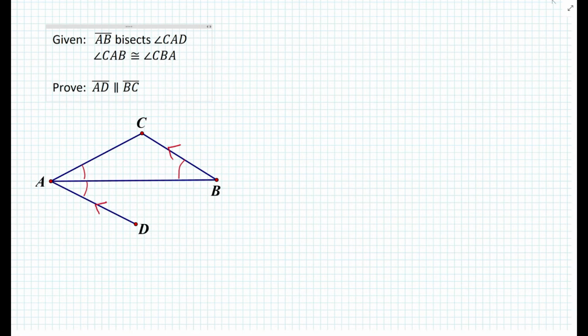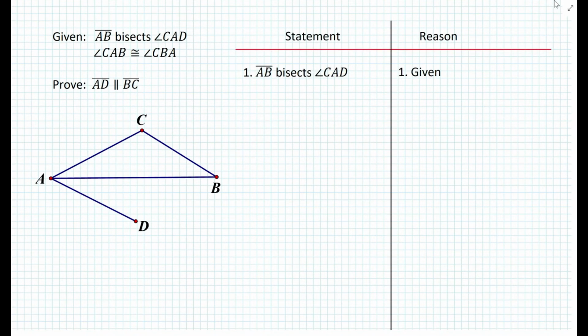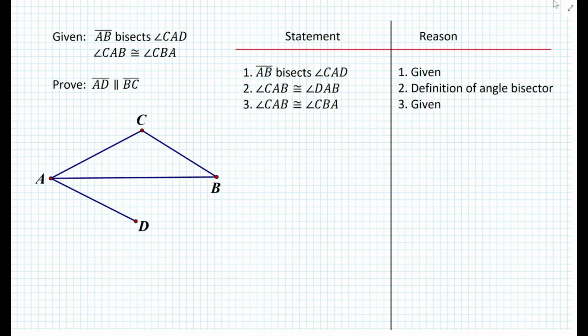So let's first set up a statement reason table now. And for the first statement, we can state that segment AB bisects angle CAD as a given. What does that allow us to say now? We can say that angle CAB is congruent to angle DAB because of the definition of angle bisector. For step 3, we're given that angle CAB is congruent to angle CBA.